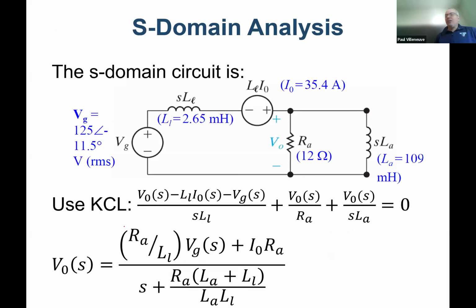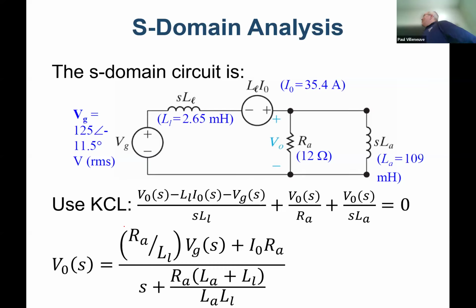All right, so here's our circuit now, all written out. And this is our initial condition circuit, because now we want to go ahead and do circuit analysis here and then see how that circuit's going to change. So my initial voltage is 125 at an angle of minus 11.5. Our inductor is 2.65 Henry times S, right? Don't forget we have to do S times L. Our initial condition current through that inductor is L times I0.